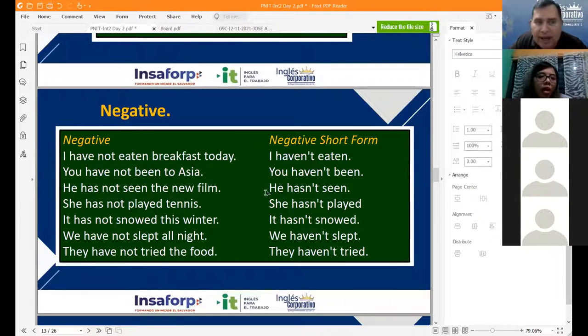And the negative we have, I have not eaten breakfast today. Negative, I haven't eaten, the contracted short form. You have not been to Asia, means you haven't visited Asia. You haven't been. He has not seen the new film. He hasn't seen it. She has not played tennis. She hasn't played. It has not snowed this winter. It hasn't snowed. We have not slept all night. We haven't slept all night. They have not tried the food, means they haven't tasted the food yet for the first time. They haven't tried the food yet.